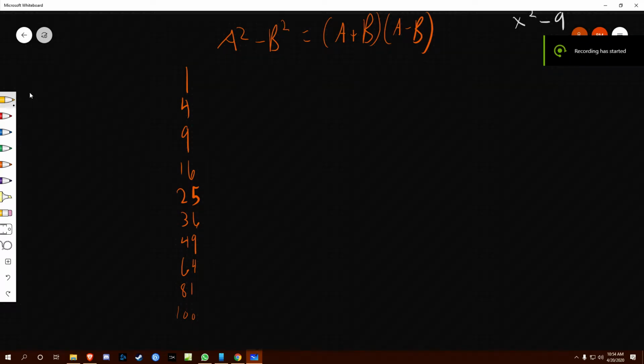Alright, we're going to go ahead and do difference of squares. This is Algebra 2, Semester 1, Unit 3, 3.3. Bridge Math Semester 1, Unit 4, 4.3. The section will be called Special Cases. So the formula for difference of squares is a squared minus b squared equals (a plus b)(a minus b).